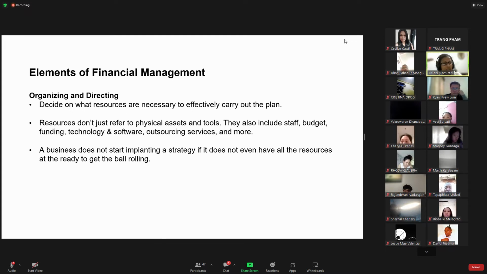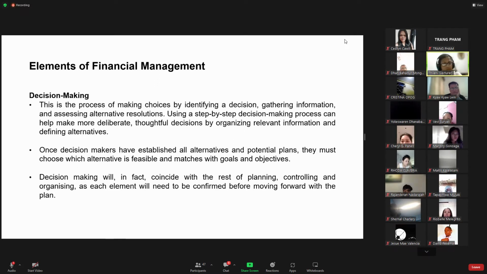Otherwise, it's difficult to put the strategy into practice if you don't have funds. For everything, you need capital. Capital is not necessarily finances. It could be human capital as well. This will also lead to decision making.